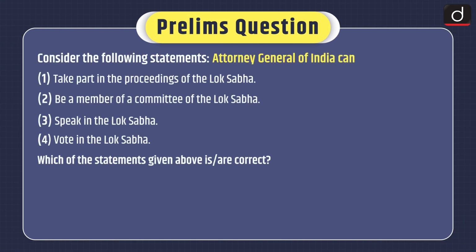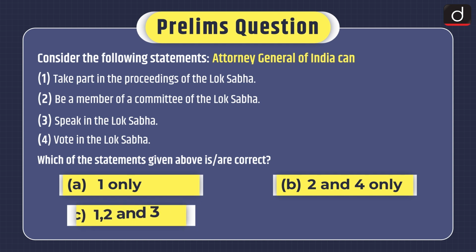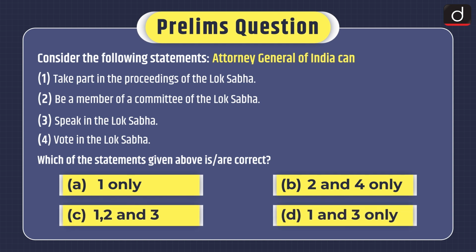Now it's time for the practice questions. First of all, prelims question. Consider the following statements. Attorney General of India can 1. Take part in the proceedings of the Lok Sabha. 2. Be a member of a committee of the Lok Sabha. 3. Speak in the Lok Sabha. 4. Vote in the Lok Sabha. Which of the statements given above is or are correct? 1 only, 2 and 4 only, 1, 2 and 3, or 1 and 3 only.